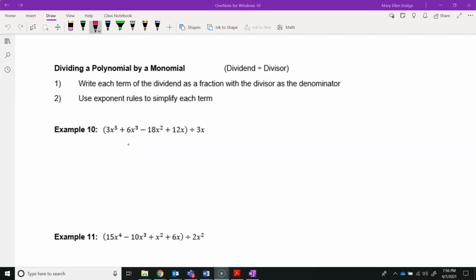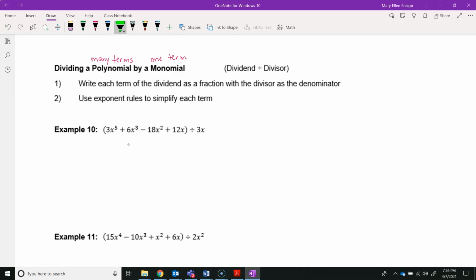Okay, so we're back and we're going to talk about the rest of chapter 8, which is all about dividing. There are going to be 3 different situations that we're going to talk about with dividing. The first one is when we're dividing a polynomial. Remember, polynomial means many terms, so really any number of terms, by a monomial, which is just one term.